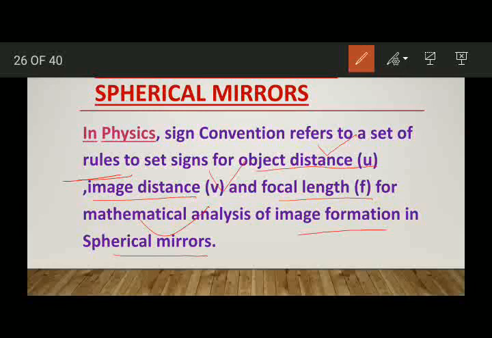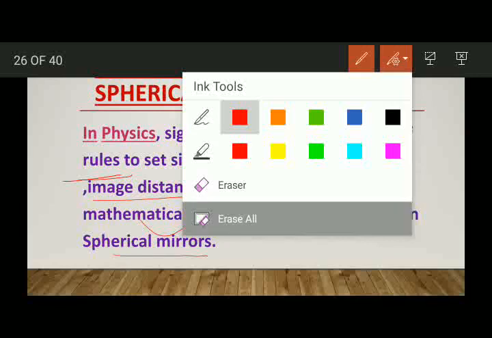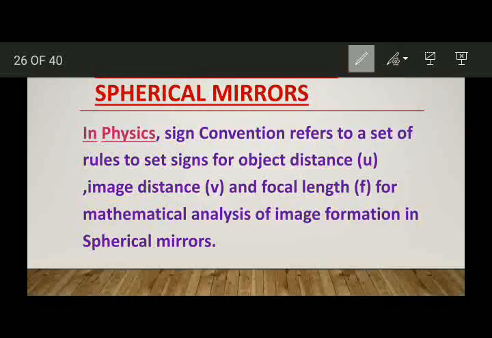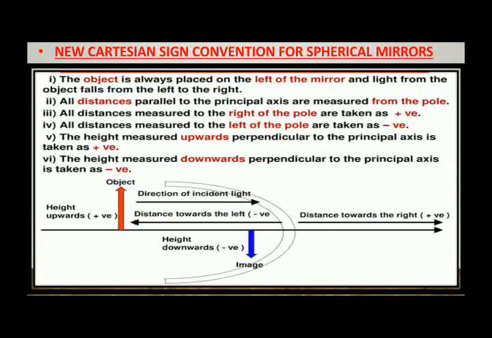Means there are some specific rules which are set for the signs of object distance, image distance, and focal length for mathematical analysis of image formation by spherical mirror, and those rules are known as sign convention, which will be discussed in the further topic.